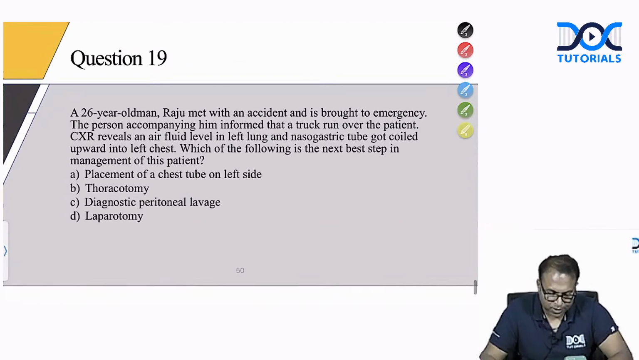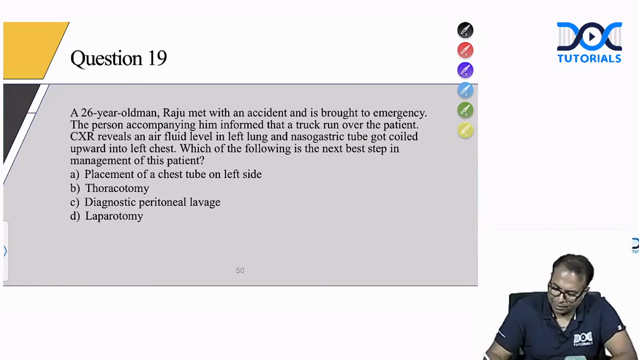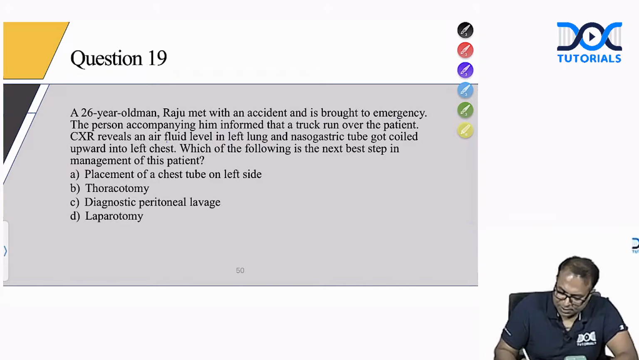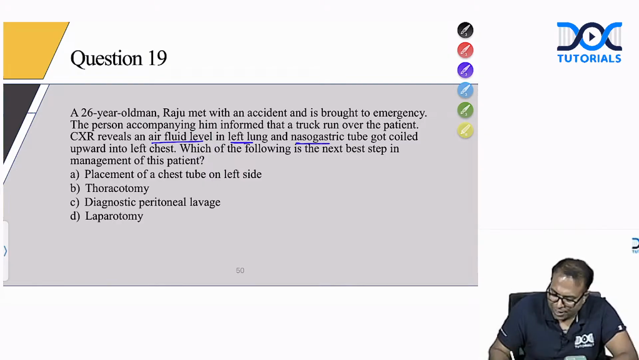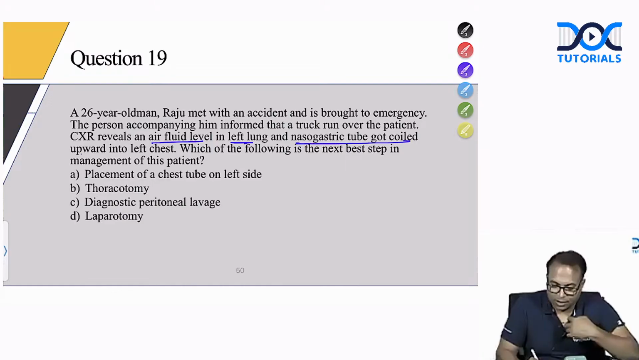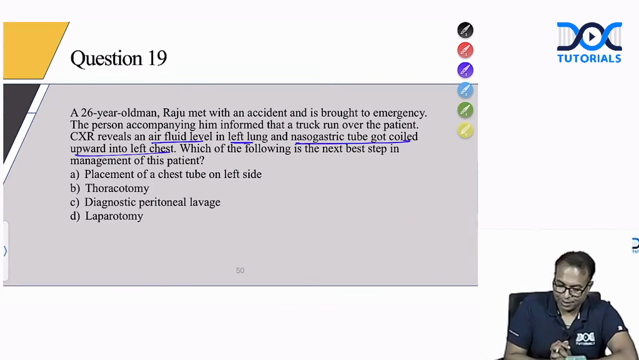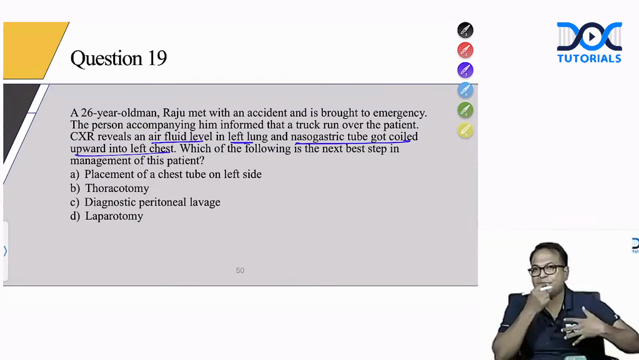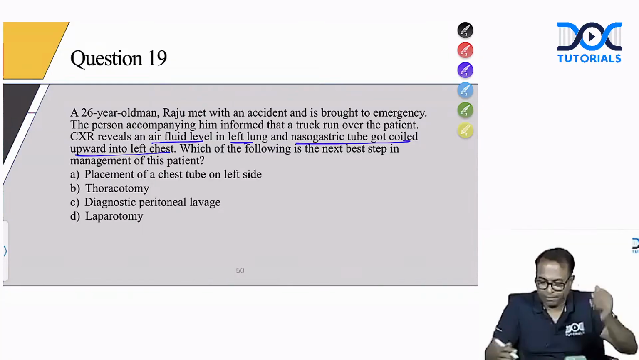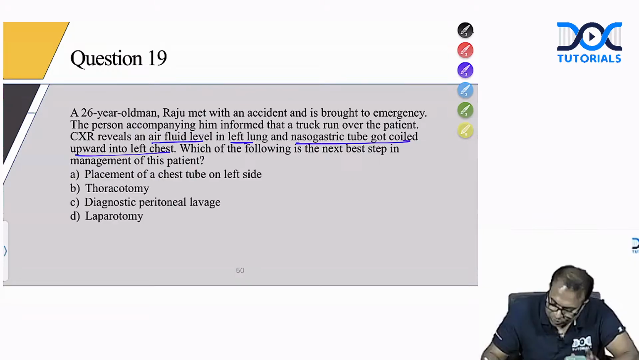So 19th question. A 26-year-old man, Raju, met with an accident and was brought to emergency. The person accompanying him informed that a truck ran over the patient. Chest X-ray reveals an air fluid level in the left lung. A nasogastric tube, when it is passed, got coiled into the left chest. Can you get a clue? What case are we going to deal with? A run over accident, put a Ryle's tube, Ryle's tube goes to the chest. Which of the following is the diagnosis? Tell me what is the diagnosis.